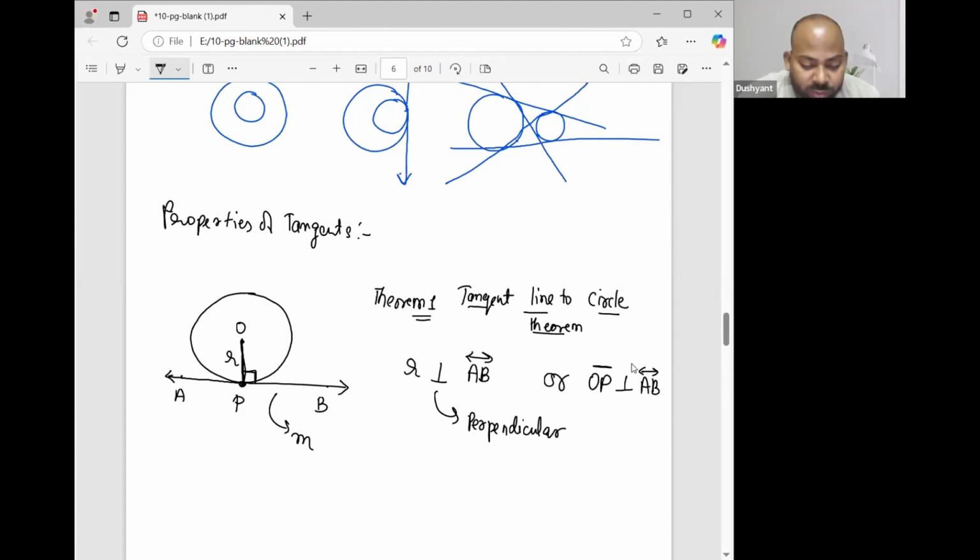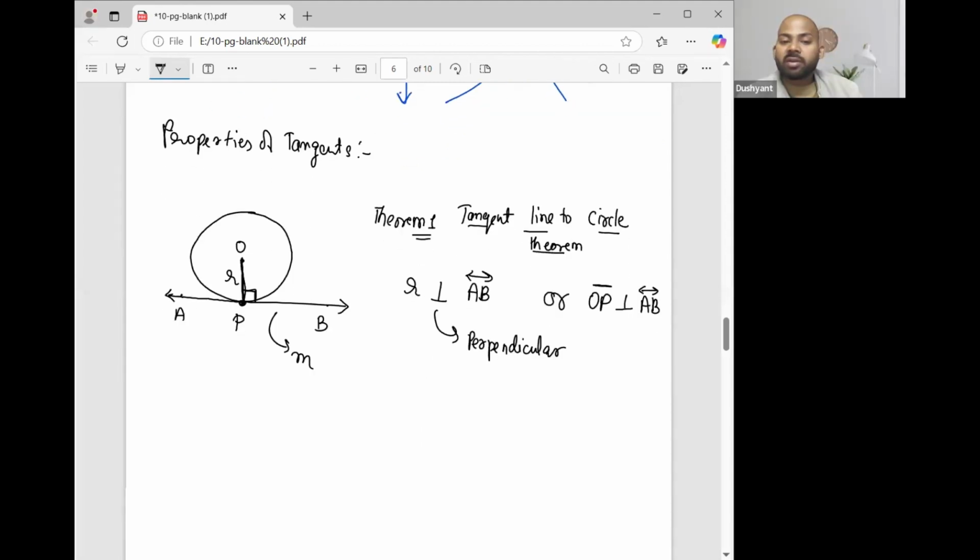The theorem states that they have to be perpendicular to each other. If I write down the statement, this line AB will be my tangent if and only if O to P, that is the radius, is perpendicular to it. Otherwise it will not be your tangent.